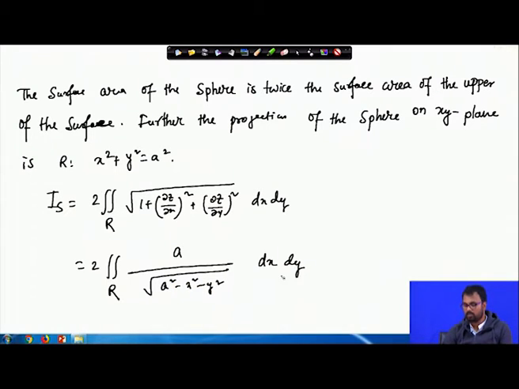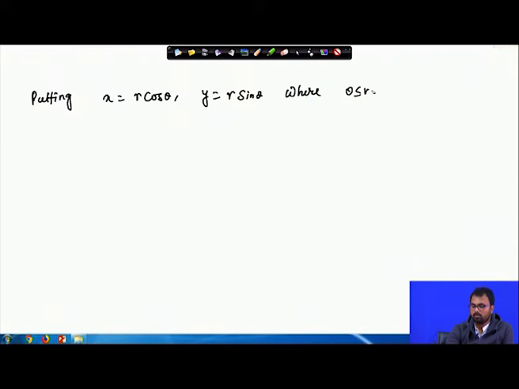Now this is just our plain integral calculus for a function of 2 variables. This type of calculation we have already done. So here we take help of polar coordinates. Let's substitute, putting x equals r cos theta and y equals r sin theta, where 0 is less than or equal to r less than or equal to a, and 0 is less than or equal to theta less than or equal to 2 pi.